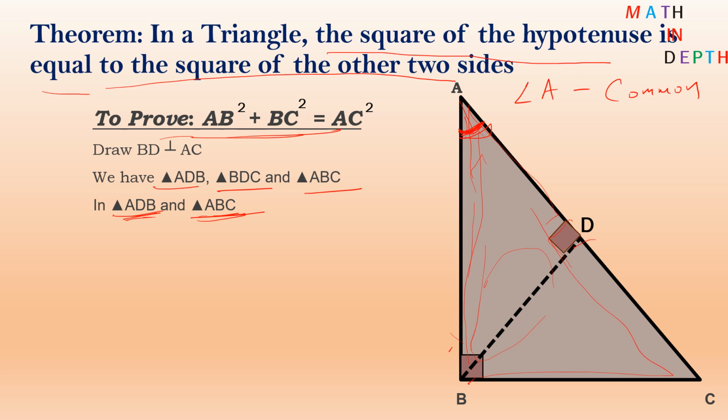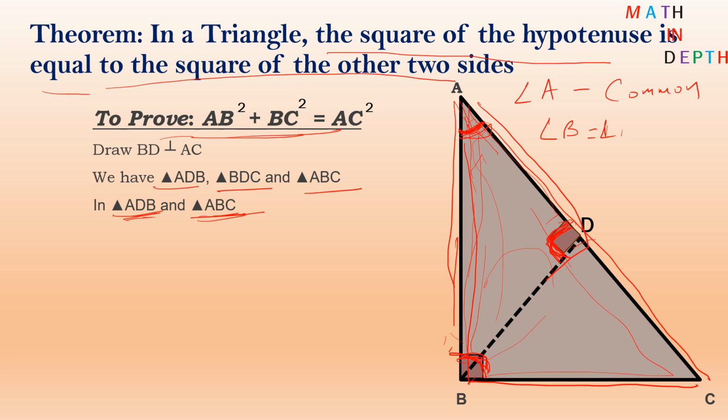Fine. And the second part, you can notice this angle D of this triangle ADB. In this triangle ADB, angle D is 90 degrees. Fine. And in triangle ABC, the original one, this angle B is also 90 degrees. Okay. So we have angle B equal to angle D, why? Because it's 90 degrees. Okay. Now two angles are equal in both the triangles.